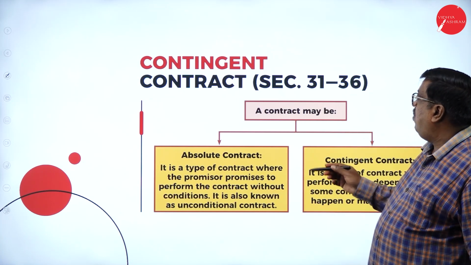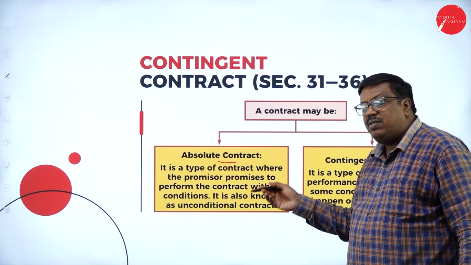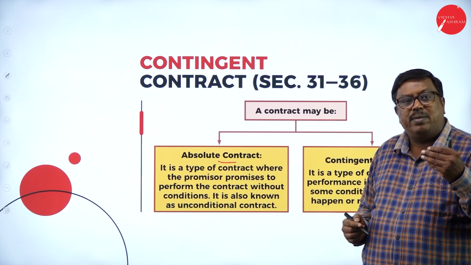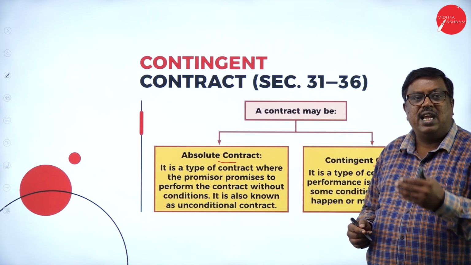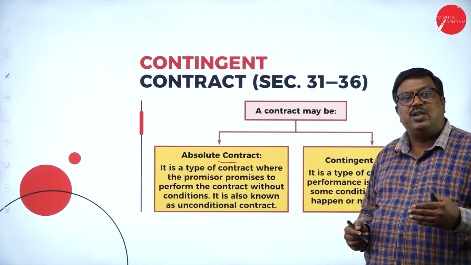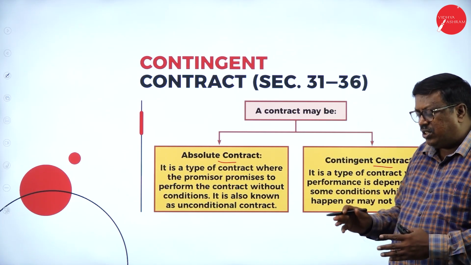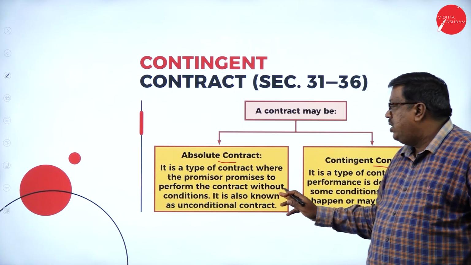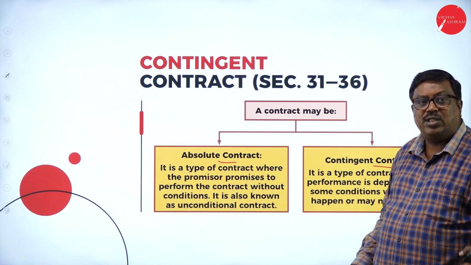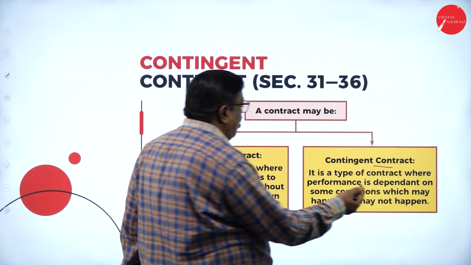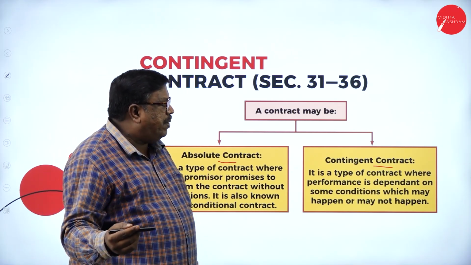Contingent contract. A contract may be absolute or contingent. Absolute means when offerer and offeree have made an agreement where the offerer has performed all the duties of the agreement and even the offeree has performed his duties of the contract. Then it is called the contract is discharged. Means without any conditions, both the people act according to the agreement. In the contingent contract, it is a type of contract where the performance is dependent on some conditions which may happen or may not happen.